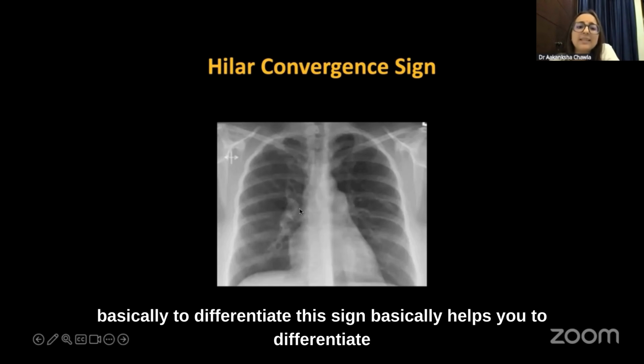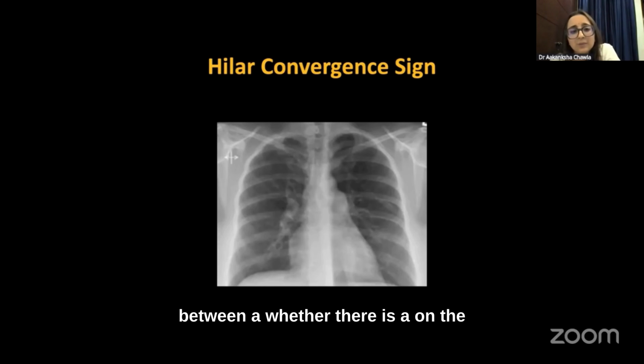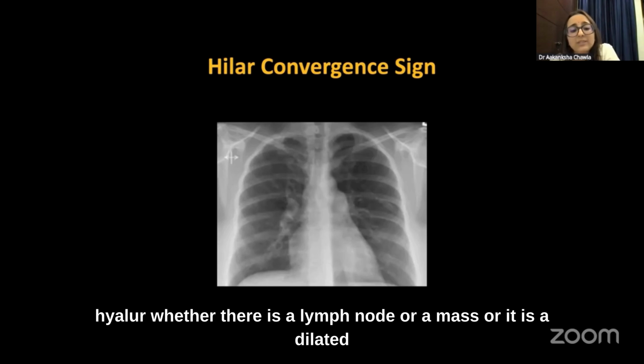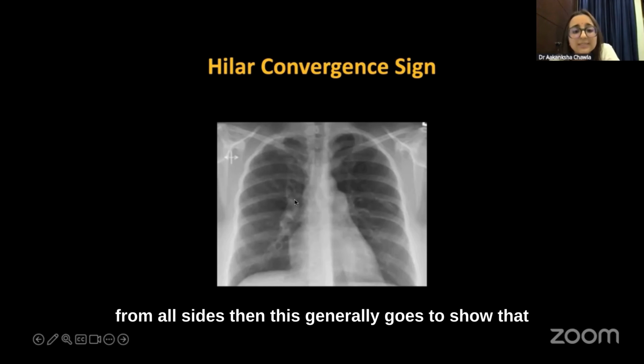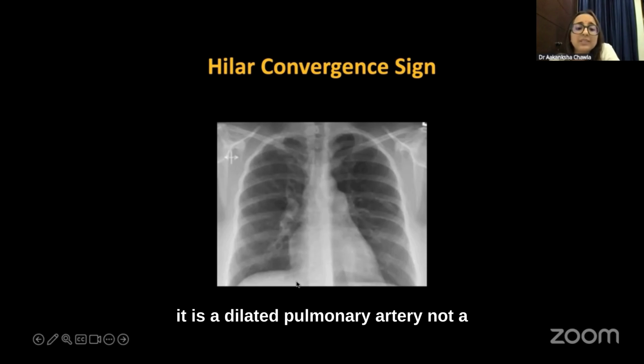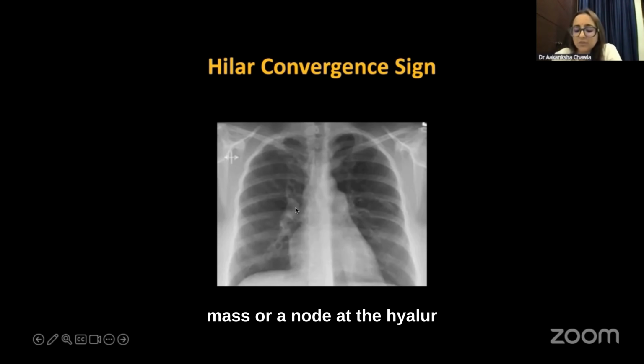This sign basically helps you to differentiate whether there is a lymph node or a mass on the hilum, or it is a dilated pulmonary artery. Now, when there is a convergence of the vessels from all sides, then this generally goes to show that it is a dilated pulmonary artery, not a mass or a node at the hilum.